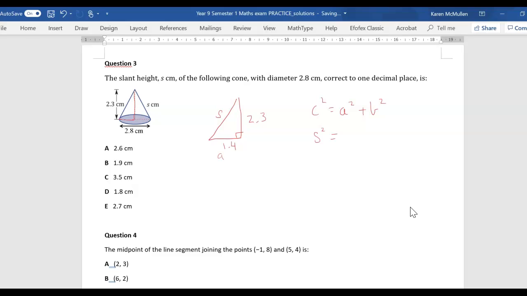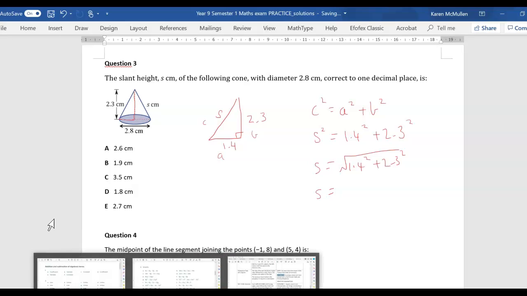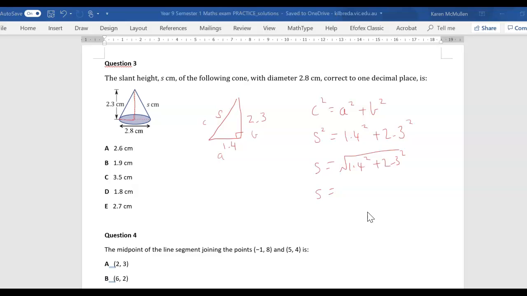So it doesn't matter what A and B is, so I'm going to call this A and this one B, and this is side C. 1.4 squared plus 2.3 squared. So S is equal to the square root of all that. And just put that into your calculator. Sorry, got to pause it while I do it. All right, so I get 2.69258, and it keeps going, but we want to just do closest to, so no rounding that we need to do, is closest to 2.7. Okay, so just be careful not to choose 2.6, it's closest to 2.7.